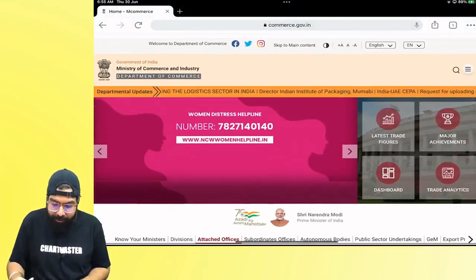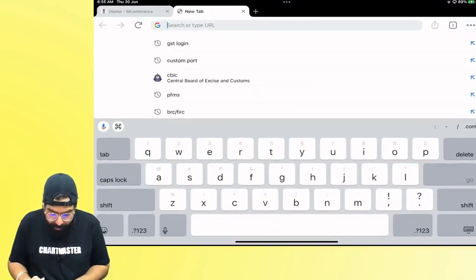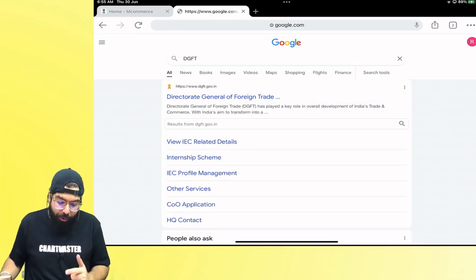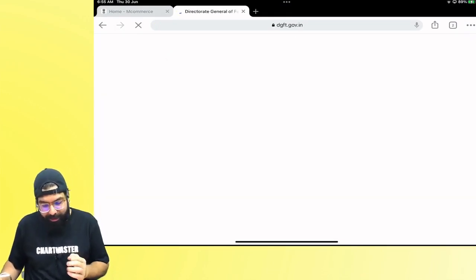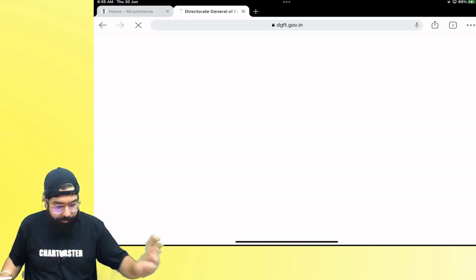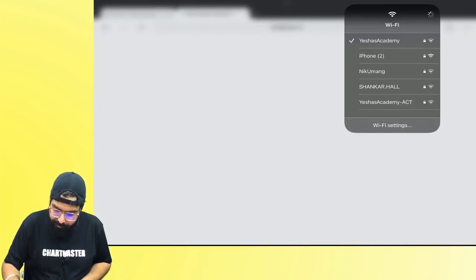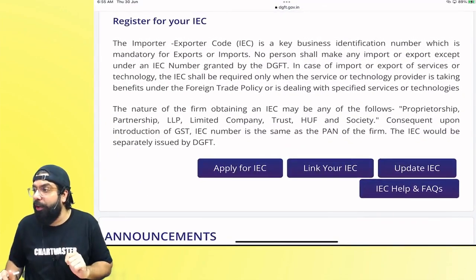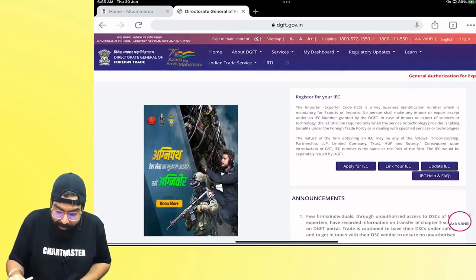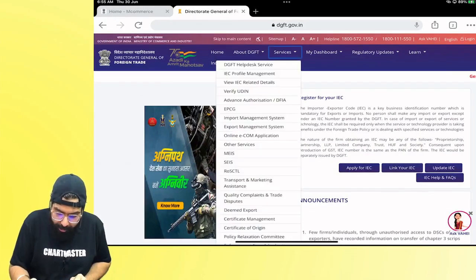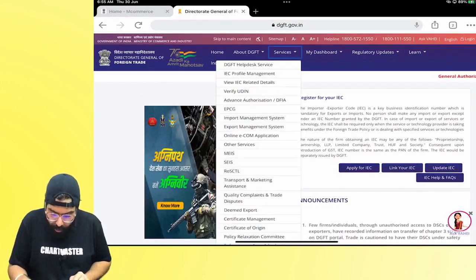If I go to the Director General of Foreign Trade's office, DGFT, if you go over here, you will be able to see online filing of import export code is there. Are you able to see? You can go over here and see, a lot of things have been made online now.